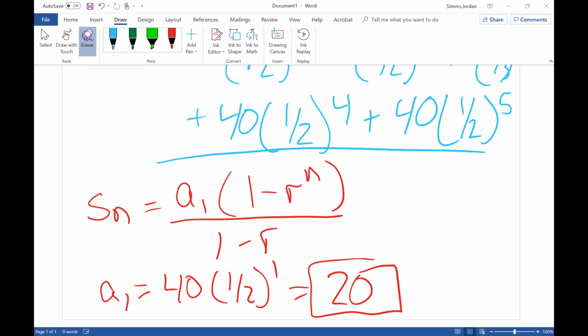So I'll just erase this to save some room, and we can just write in 20 right here. I can replace r and n because I know what those are. R is a half. You can use brackets. You probably should. The exponent is 5. This is really 5 too, right? The sum of 5 terms.